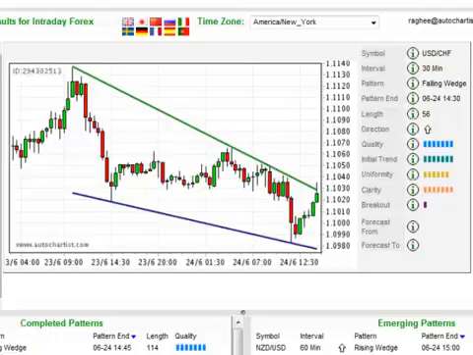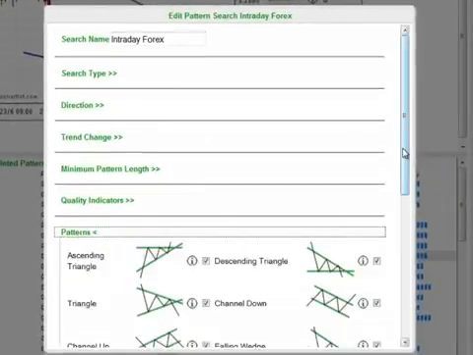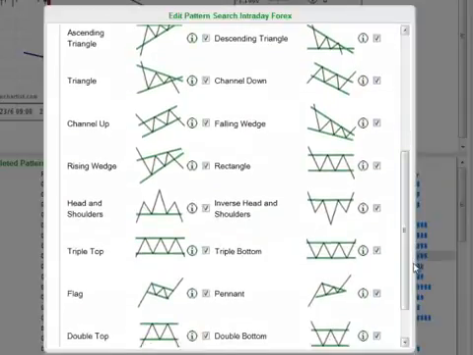Let's take a look at first the pattern types that can be traded when the market is trending. Ideally, we should see channel down, channel up, falling wedge, and rising wedge chart patterns when the market is trending.